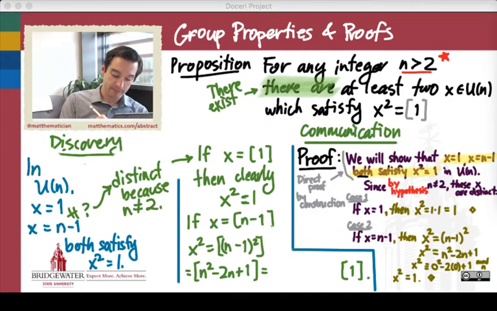And there we have it. So we've proven that x equals 1 meets this criterion. We've proven that x equals n minus 1 meets this criterion. Therefore, we've met the burden of proof that we set up for ourselves.